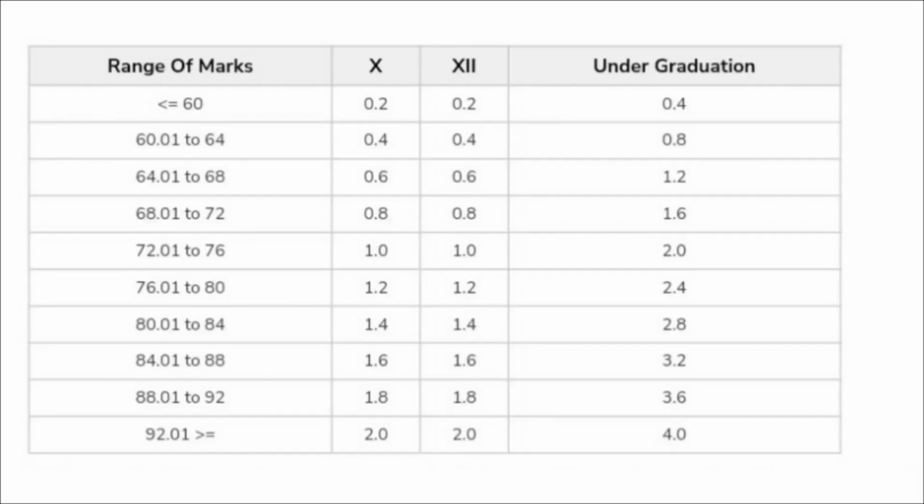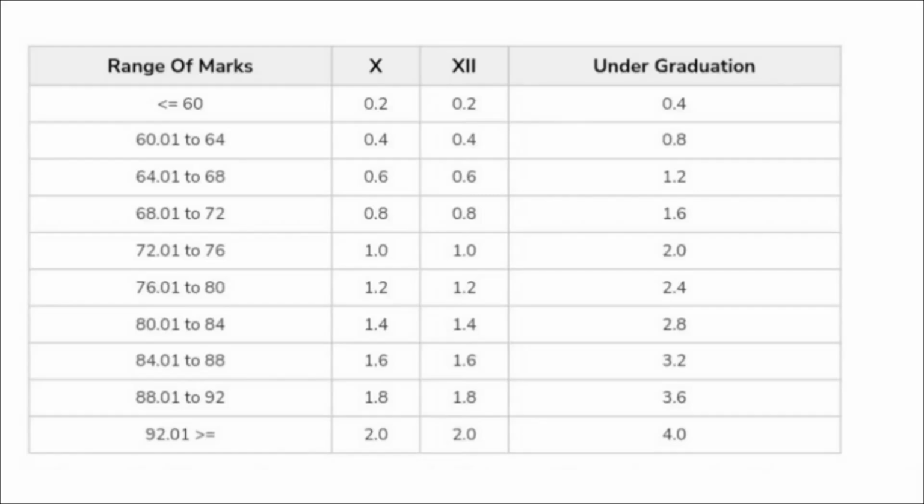If your percentage ranges between 60 to 64, then class 10th and class 12th have 0.4 marks weightage, and graduation has 0.8 marks weightage. If it ranges between 64 to 68, then class 10th and 12th have 0.6 marks weightage, and graduation has 1.2 marks weightage. If it ranges between 68 to 72, then class 10th and 12th have 0.8 weightage, and graduation has 1.6 marks weightage.